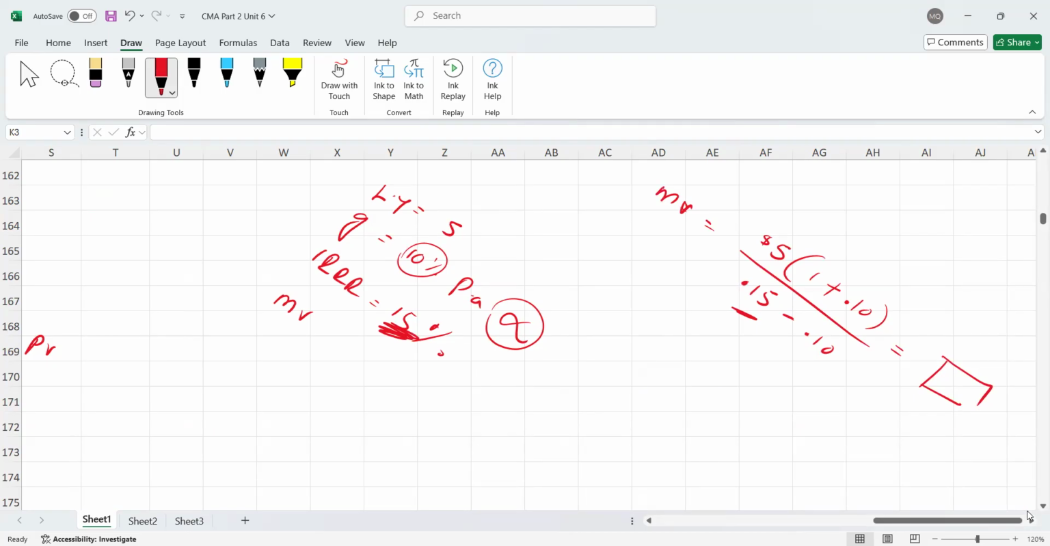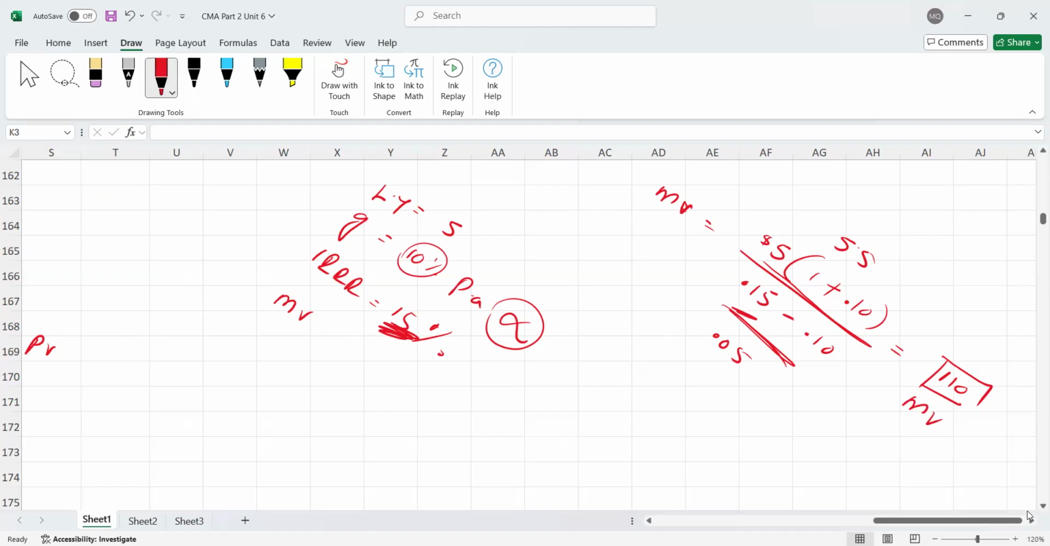If you take 5 times 1.10, let me use the calculator, it will be 5.5. The numerator will be 5.5. The denominator is 0.15 minus 0.10, which is 0.05, right? So 5.5 divided by 0.05 will be $110. Check the arithmetical accuracy yourselves, guys, using your own calculator. This will be the market value of the shares today.